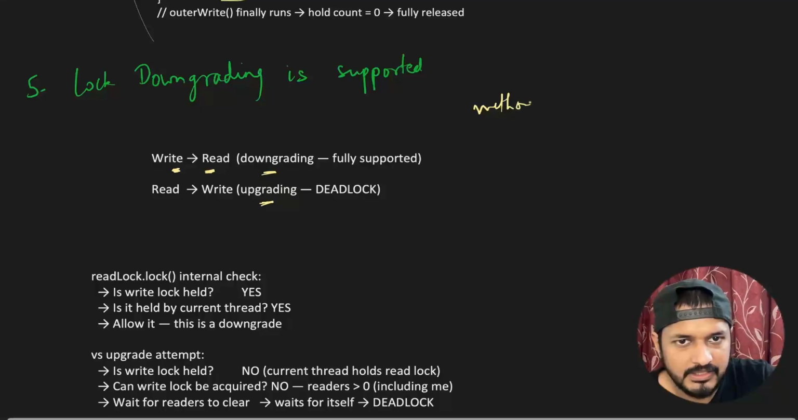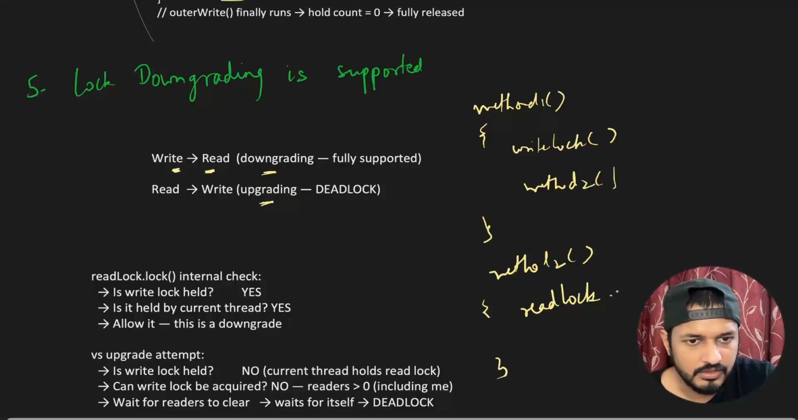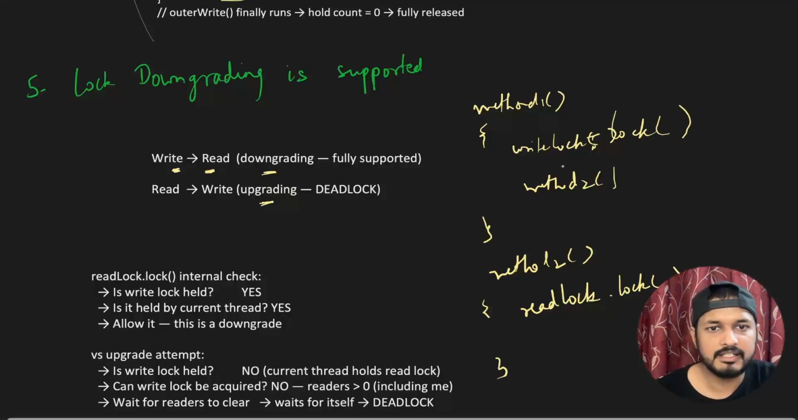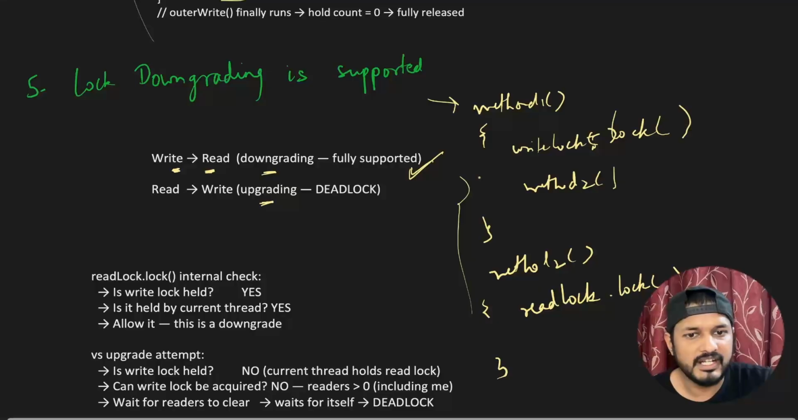Suppose this is method 1. You have called writeLock.lock, correct? Then you are calling method 2. And inside method 2, you are calling readLock.lock. Here also lock, correct? So if a thread has acquired the write lock and is then trying to acquire the read lock, that is supported inside the RRWL class. But the opposite is not true. So this is called lock downgrading. We are downgrading from write to read.